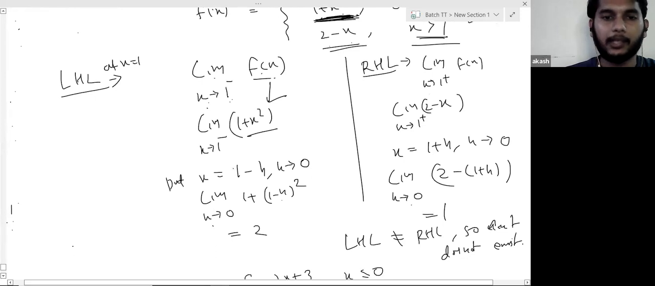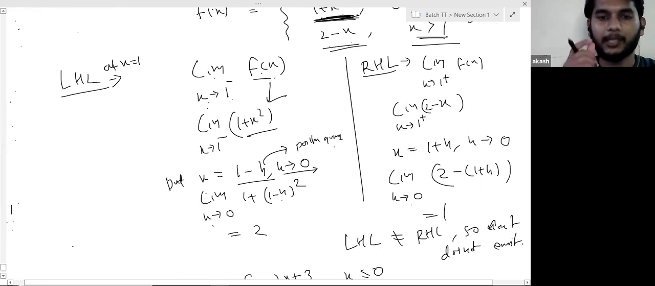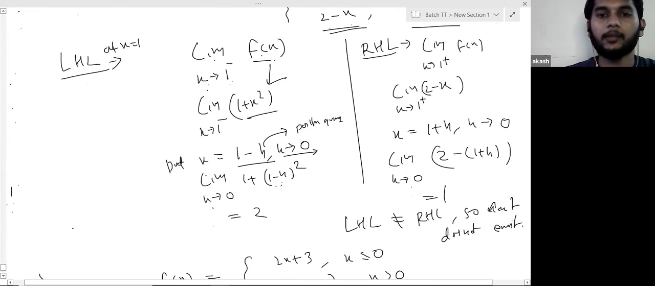Now when evaluating LHL, we write x is 1 minus h, where h is tending to 0. Why 1 minus h? h is a positive quantity, so if you subtract some positive quantity from 1, this will be slightly less than 1. That is why this is called LHL. Now substitute the value, use direct substitution. LHL is 2.